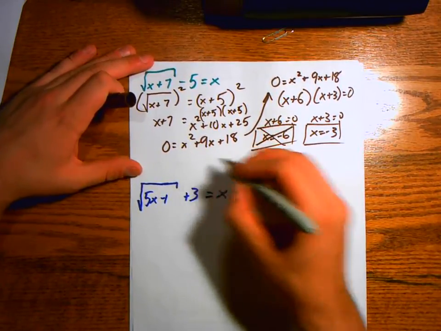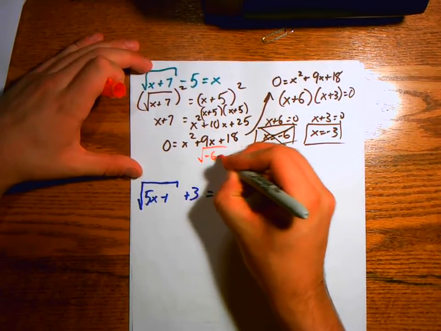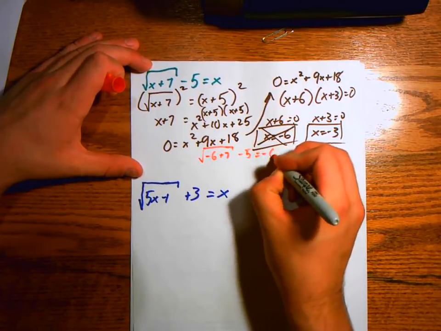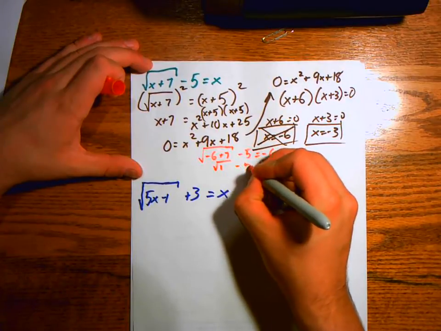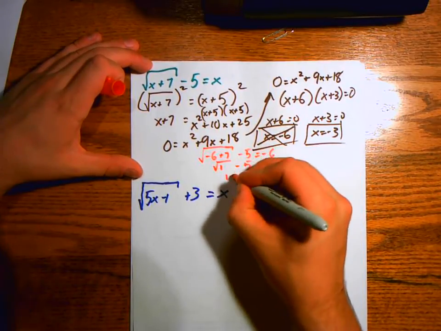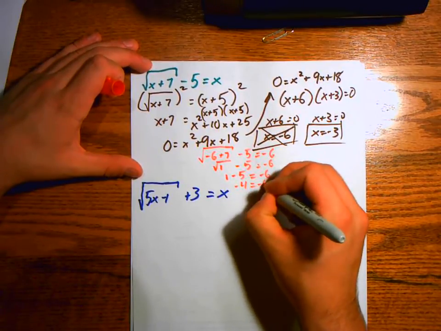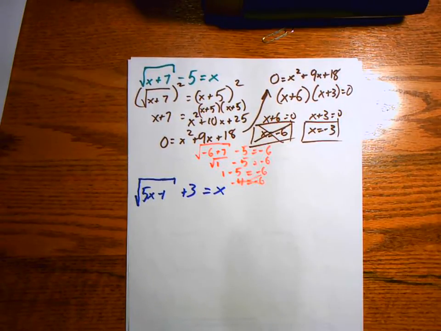Now, I'm going to show the math right here for you in orange. The square root of negative 6 plus 7 minus 5 equals negative 6. Negative 6 plus 7 is 1. The square root of 1 is 1. And 1 minus 5 does not equal negative 6. It equals negative 4. So that is why this is not a solution. This is extraneous.